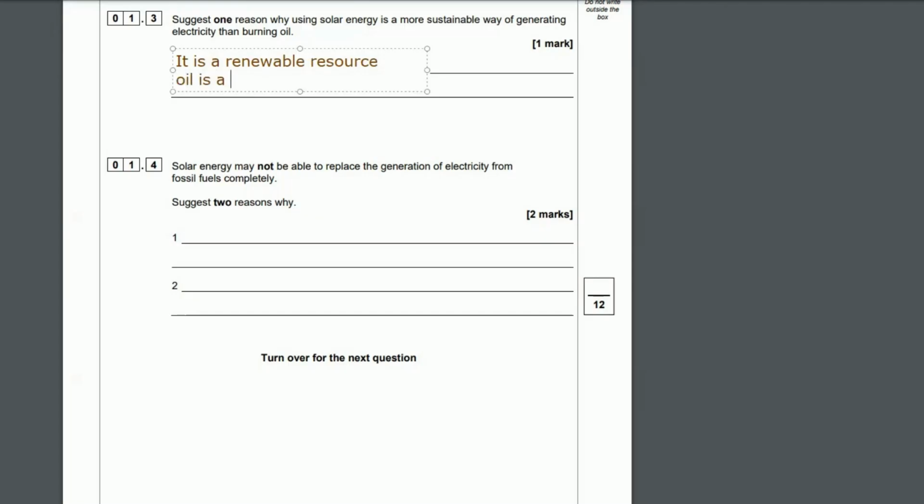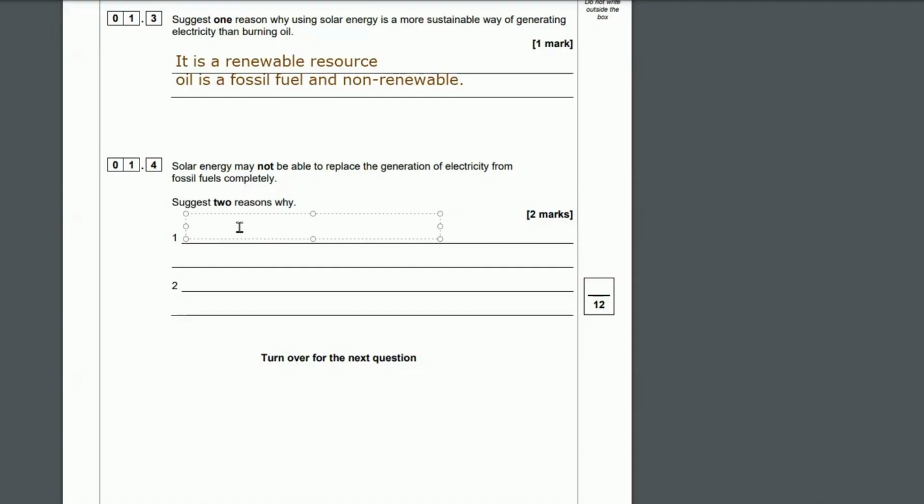Oil is a fossil fuel and not renewable, so it's going to run out. Oil's going to run out in our lifetime. The sun will not run out in the lifetime of the human species. We've still got billions of years left. We're likely to be extinct by the time the sun runs out of energy. So, for all intents and purposes, solar power is renewable.